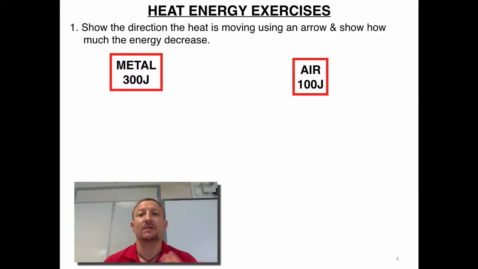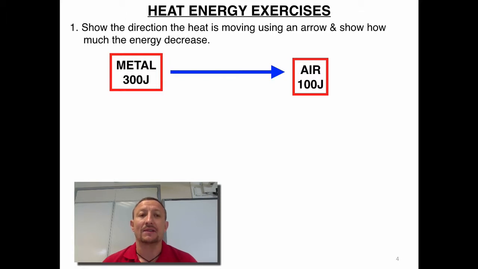So in this case, the sort of question that we might get, we've got two objects. We've got a metal object at 300 joules here on the left hand side, and we've got air at 100 joules of energy. Now it says using an arrow, show the direction that the energy is going to move. Well, the energy is going to move from areas where we've got lots of energy, i.e. in the metal, to areas where we've got only a little amount of energy, such as in the air. So the arrow is going to move from left to right.